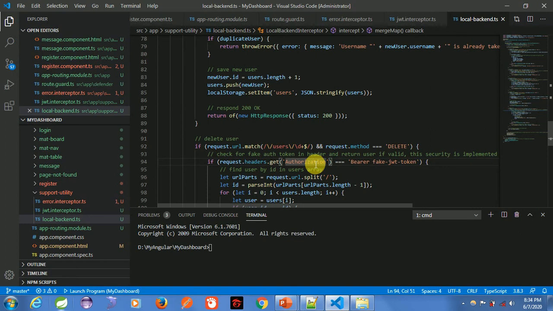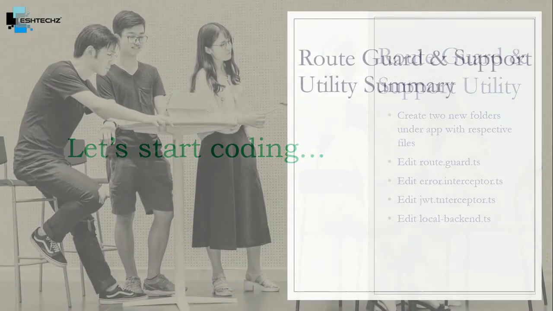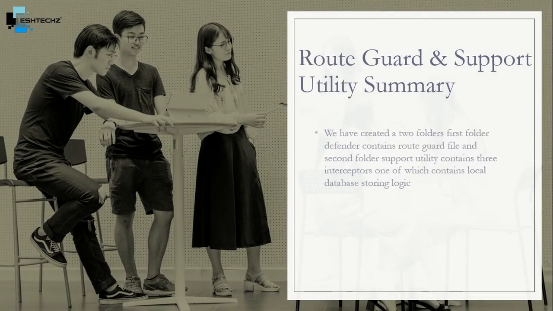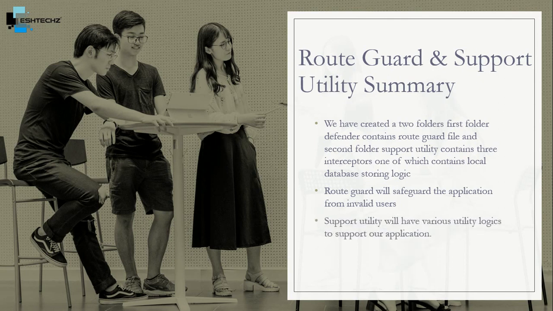Now let's take a look at the summary of what we have learned in this particular tutorial. The root guard and support utility summary: we have created two folders. The first folder contains the root guard file, and the name of the folder was Defender. The second folder, support utility, contains three interceptors, one of which has the local database storing logic. The root guard will act as a safeguard for the application to prevent the invalid user's access. And support utility will have various utility logics to support our application.